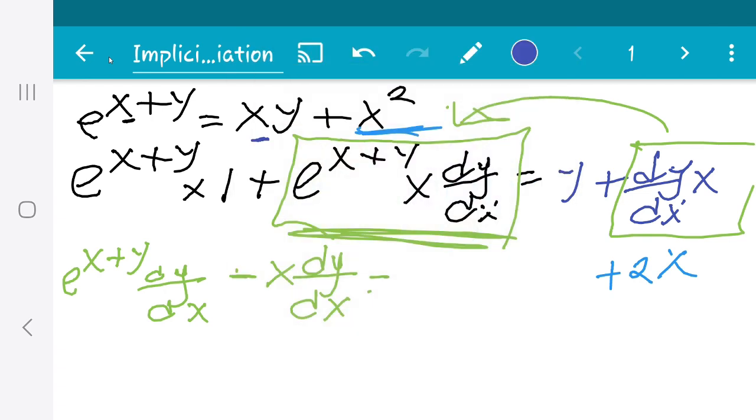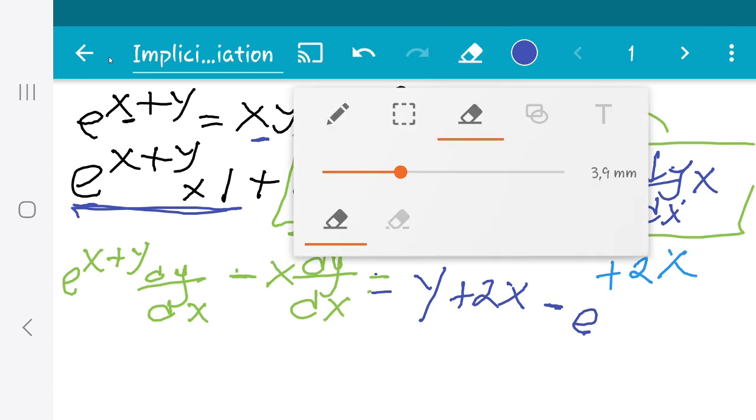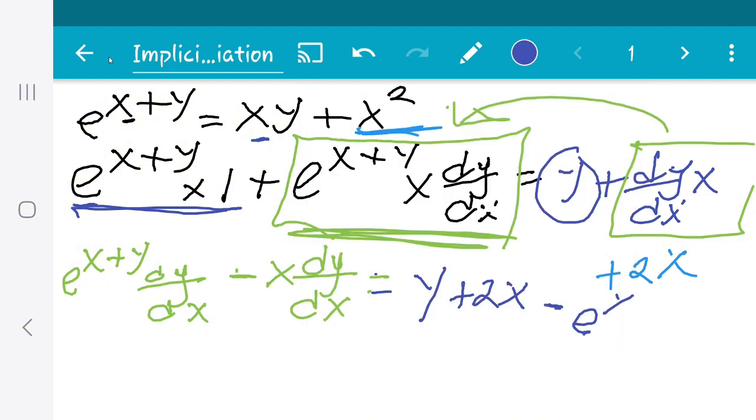Now we group the terms without dy over dx. We have y, plus 2x, minus e to the power x plus y.